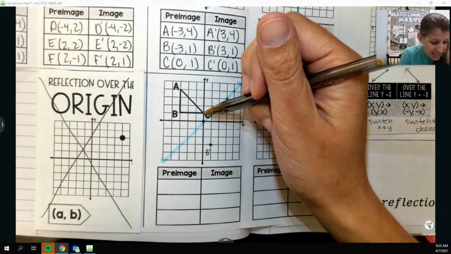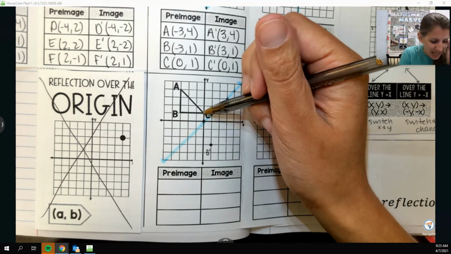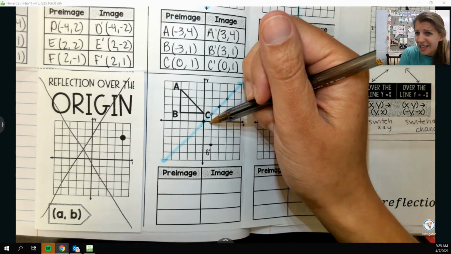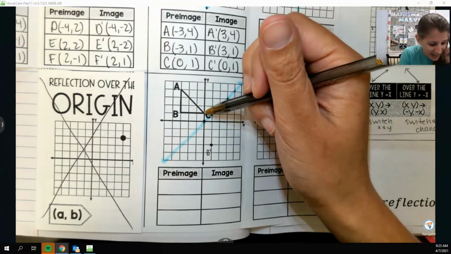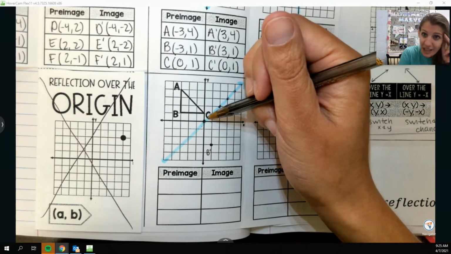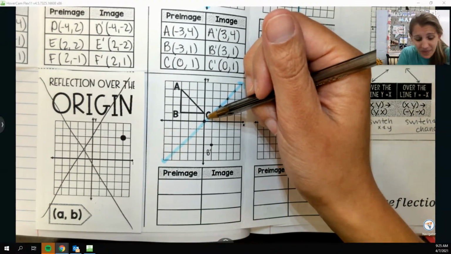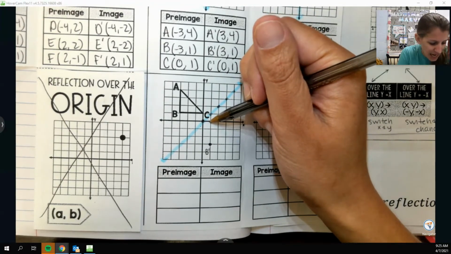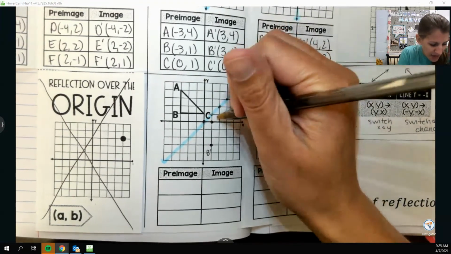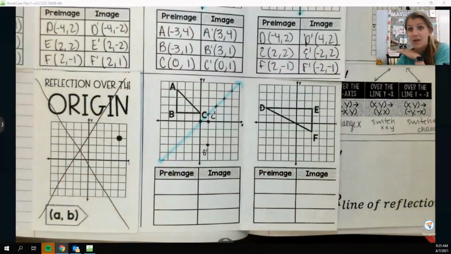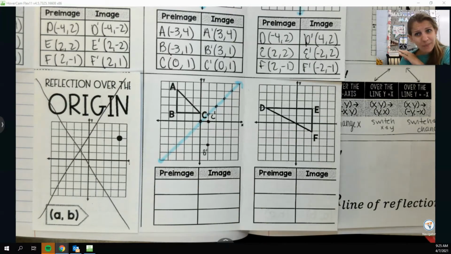Because C is not a full down 1 over 1. If I go down 1 over 1, I'm past the line, and that's no good. So to get to the line, I actually have to go down half over half, which is still a slope of 1. And then I have to go down half over half on this side to get C prime. So it's really tricky, I feel like, to do the reflection over y equals x graphically.